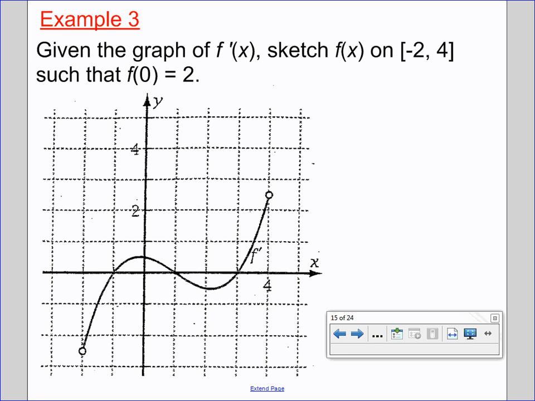Such is the case with example 3. So given the graph of f prime of x, let's sketch f of x on the interval -2 to 4 such that f of 0 equals 2. So we're going to go ahead and begin then. We only know one point. That sounds familiar. That sounds like an initial condition. We know that the point (0, 2) is on my graph of f.